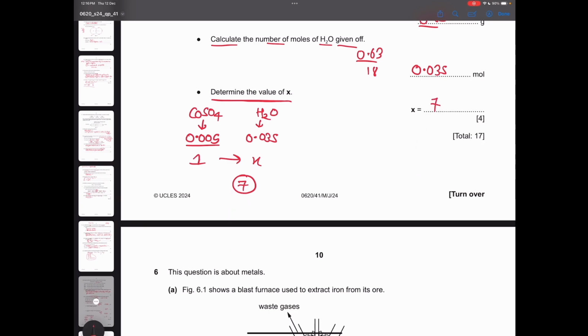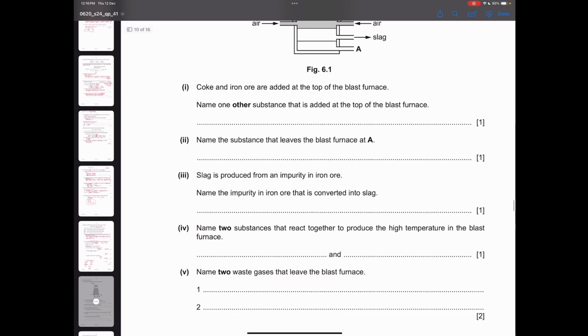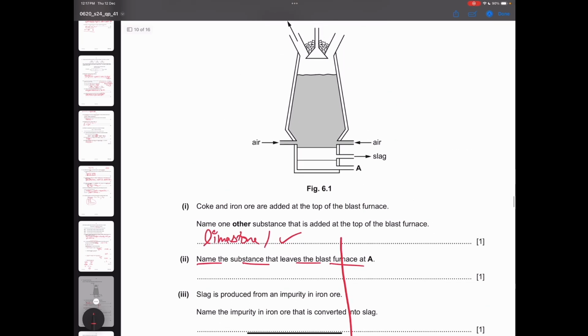Now, next question. It's an extraction of iron question. Coke and iron ore are added at the top of the blast furnace. Name one other substance which is added. Calcium carbonate is added, which is CaCO3. So just mention limestone, or you can also mention calcium carbonate, your choice. Name the substance that leaves the blast furnace at A. Now, for this, you need to study the diagram properly. Every labeling you should be able to tell. And we know that the point A is molten iron. So you just need to mention molten iron goes out from here.